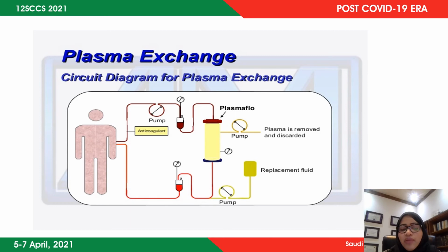So the blood will be removed from the patient and go into the apheresis machine, and that will separate the plasma of the patient from the cellular content of the blood. The plasma will be discarded, and the cellular content, the packed red blood cells, will go back into the patient, and then you replace the fluid with human albumin or fresh frozen plasma if you have a deficient clotting factor. So this is as simple as that.